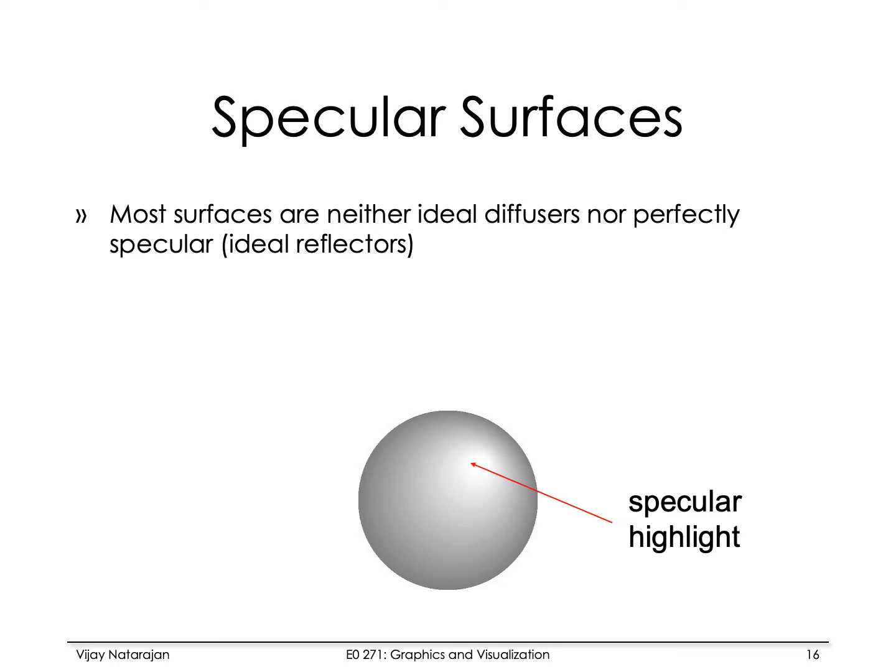Okay, so now let's talk about imperfect surfaces. So initially we talked about perfect reflectors. Let's talk about specular surfaces, which are not perfect reflectors but close enough.